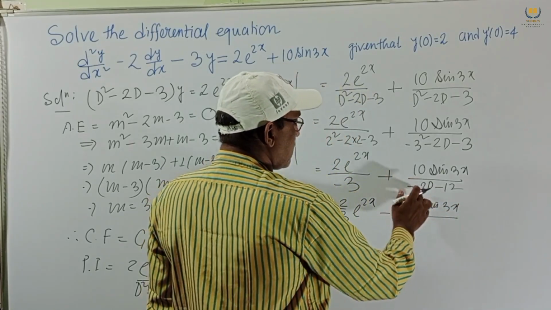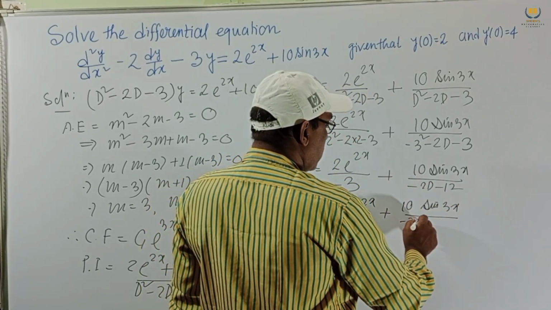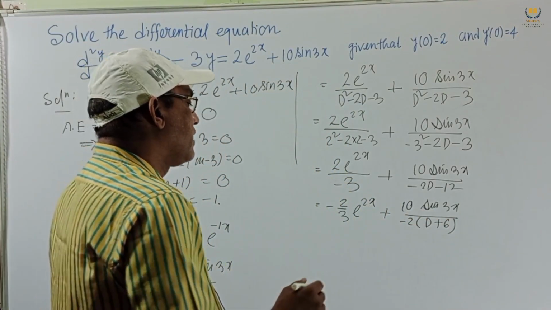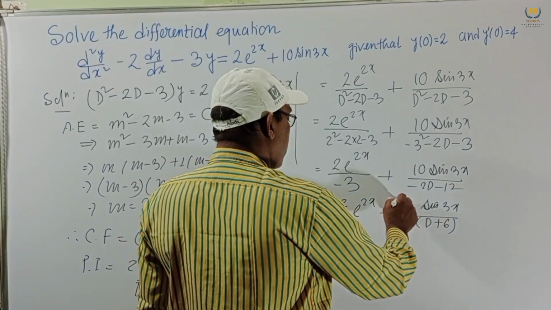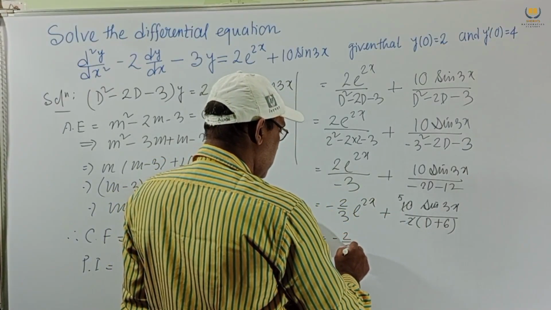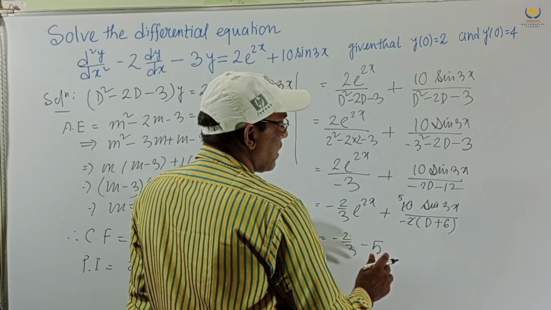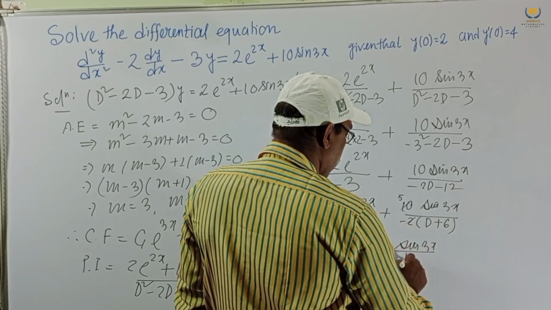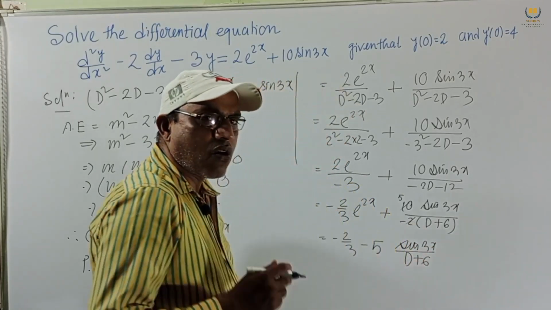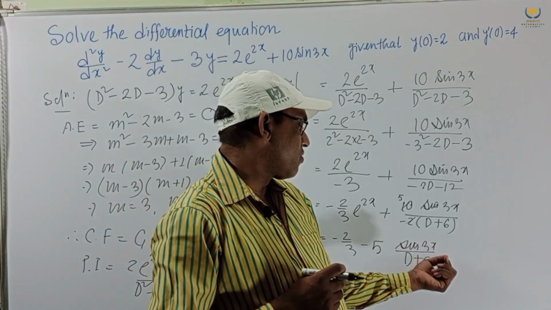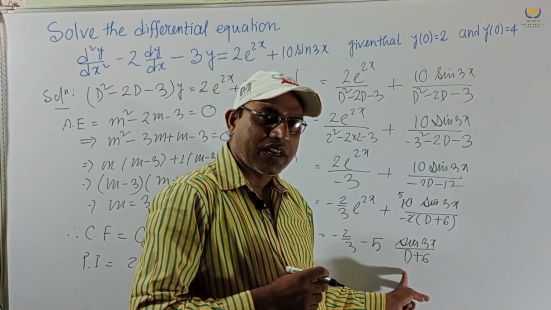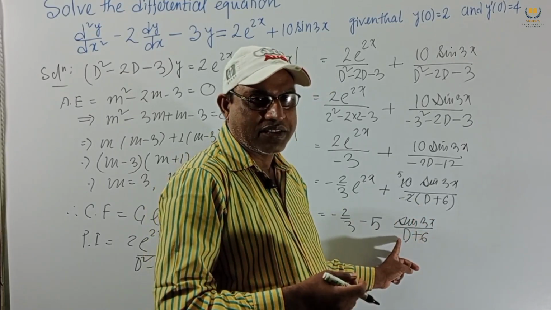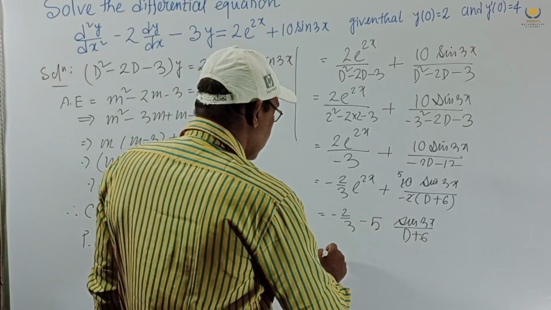From this, taking minus 2 common, we get D plus 6, and this one cancels, we get 5. This is minus 2 by 3 e to the power 2x minus 5 sin 3x by D plus 6. Now when you get trigonometry, either sine or cosine, we must have D squared. If it is D squared, then the coefficient of x is put here with a minus sign. So we have to find D squared.